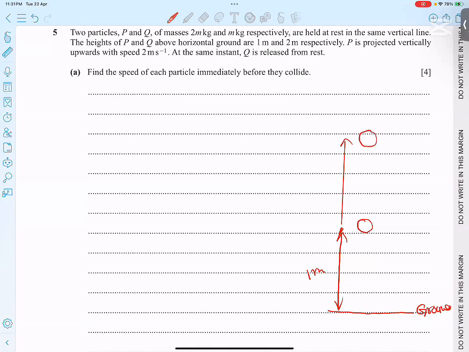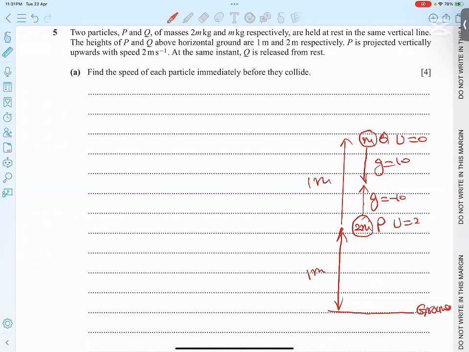Okay. There's a P particle, there's a Q particle. P is a little bigger, with a coordinate situation of 2 meters, and this is 1 meter. Initially, P is thrown upwards with a speed of 2, so gravity is negative 10. And Q is dropped downwards, so its starting speed is 0, and gravity is positive. Okay, this is clear.